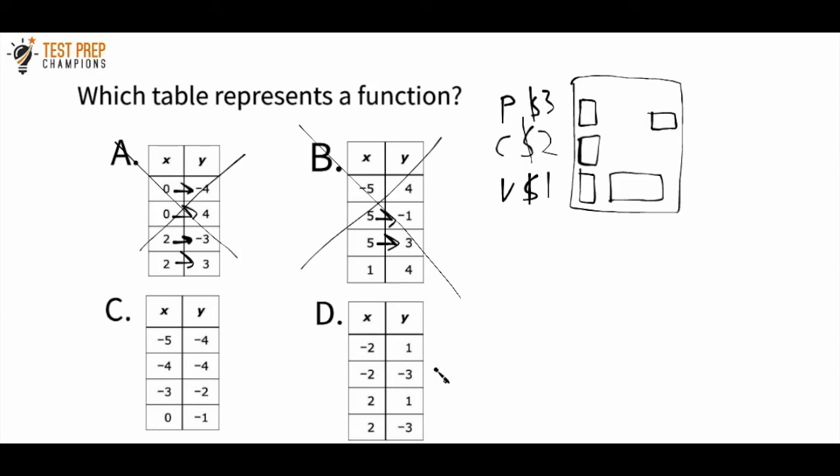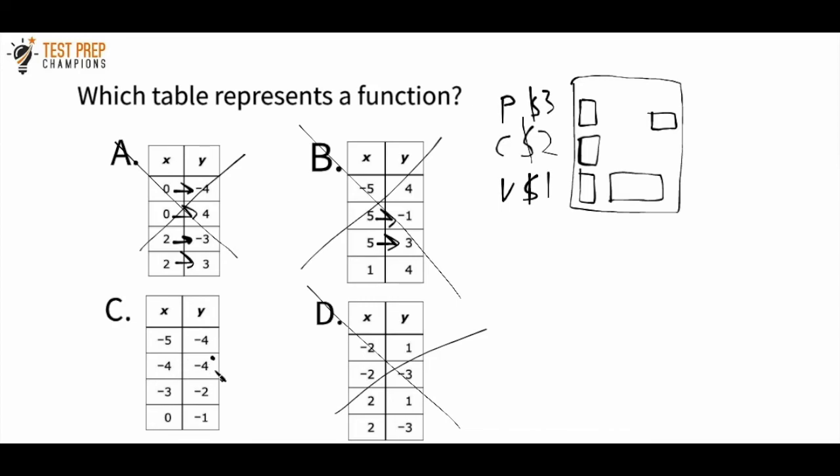Same with D. I can already tell D is wrong because look, we've got an input of -2, output of 1, input of -2, output of -3. That can't be. For D to be true, every single time you put -2 into the function as an input, you'd have to get a 1. If you put -2 in and you get 1 or you get -3, that is not a function here. Now, what about C here? Well, C, you put in -5, you get out -4. You put in -4, you get out -4. That is okay.